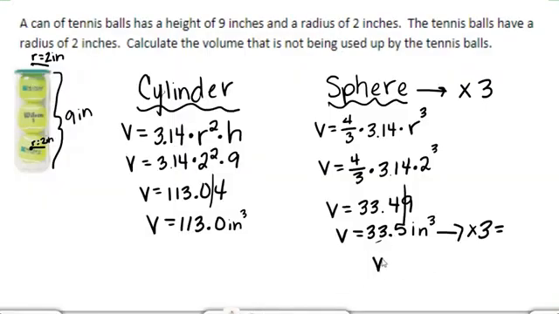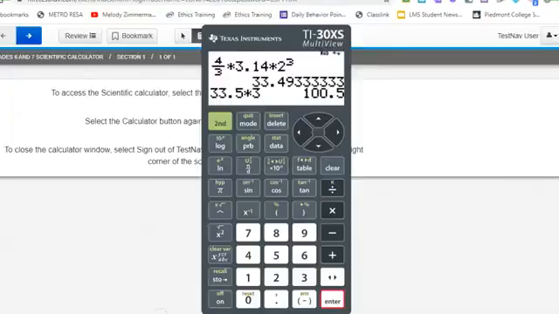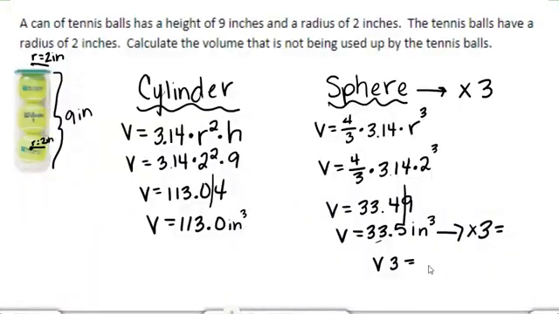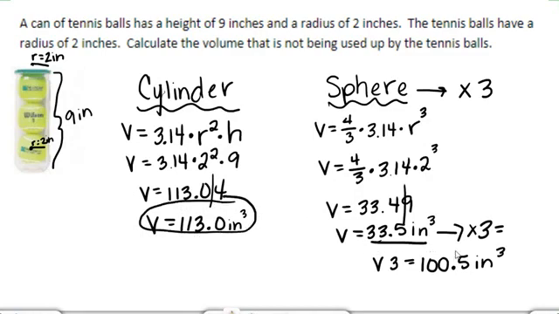So the volume of 3 equals 100.5 inches cubed. All right, so we have the volume of the can, we have the volume of 1, and then we have the volume of 3. Now we're still not finished because we come back up here, find the volume that is not being used. So this is where the subtraction comes into play.